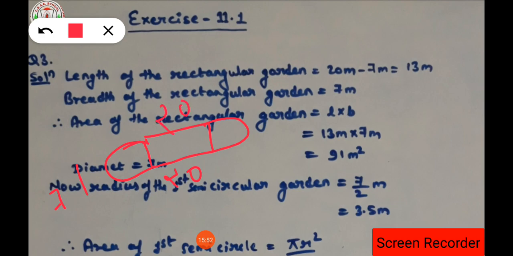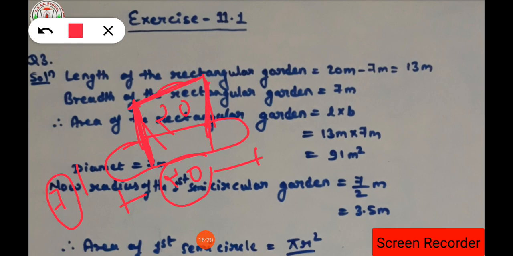So here, from seeing the figure itself, we can know that the length of the garden is a total of 20, starting from the corner, from end to end the length is 20, isn't it? Then this 7 is considered as the breadth of the semicircle. So in order to find the length of the rectangular garden, from here to here, isn't it?